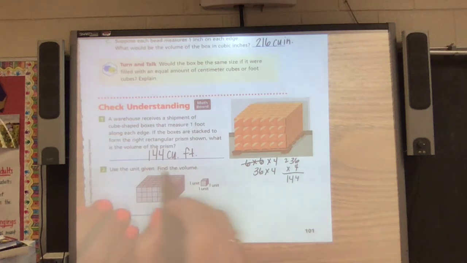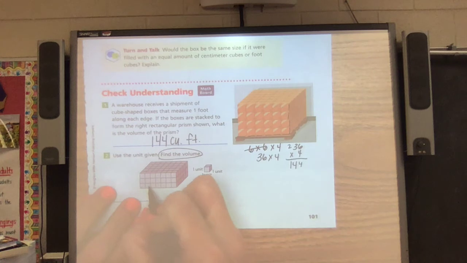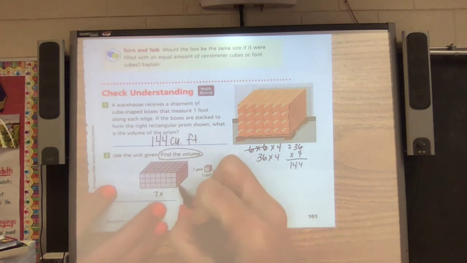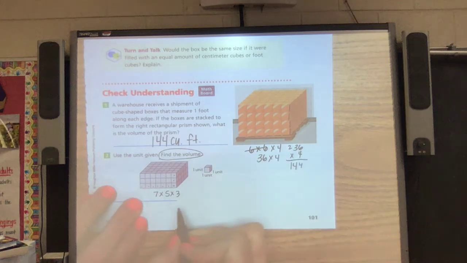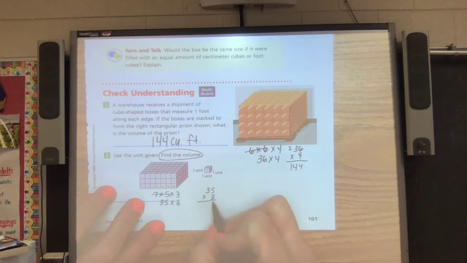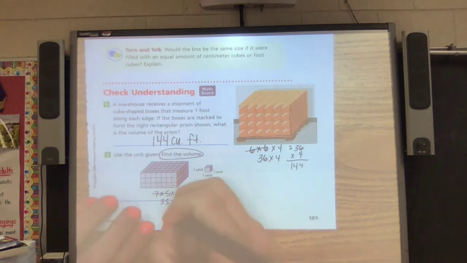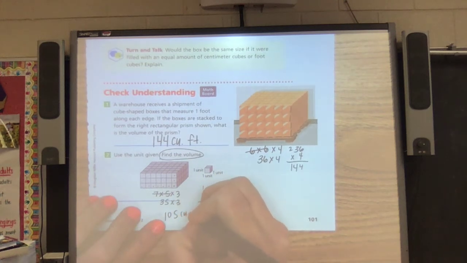And then here, find the volume. Again, I know I'm going to do my length, width, and height. 1, 2, 3, 4, 5, 6, 7 units long. 1, 2, 3, 4, 5 units wide. 1, 2, 3 units tall. I know 7 times 5 is 35. And 35 times 3, 3 times 5 is 15. 105. And these are just units. So I'm going to say cubic units.